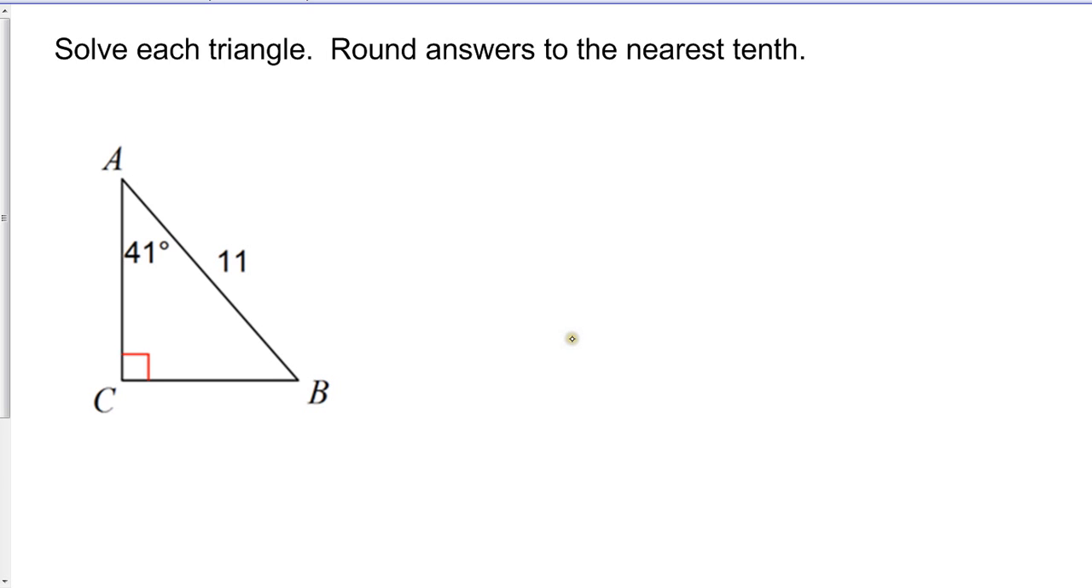We are going to solve each triangle and round our answers to the nearest tenth. That's kind of a lie. Round your segment lengths to the nearest tenth, round your angle measures to the nearest degree. Okay? We are actually just going to look at problem number 1. Okay, these trig problems we've got to remember.